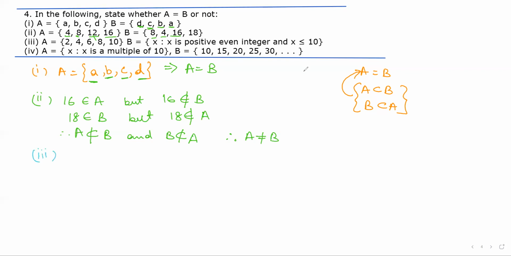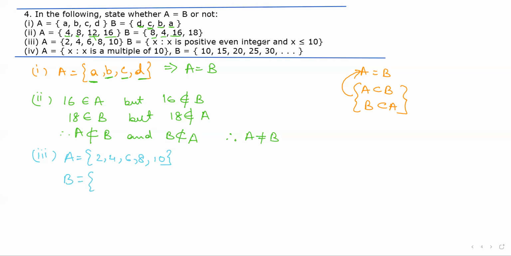A is equal to 2, 4, 6, 8, 10 and B is the set of all x such that x is a positive even number and x is less than or equal to 10. Your first set is given in roster form and the second in set builder form. Let's convert the second set into roster form. A is already given as 2, 4, 6, 8, 10. You can mention B as it is from the question and then convert it into roster form by observation.